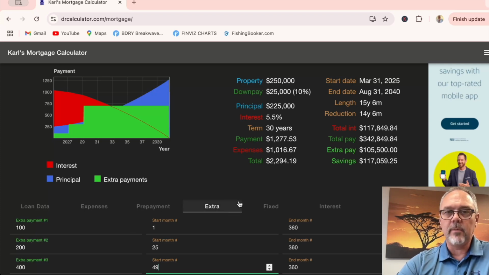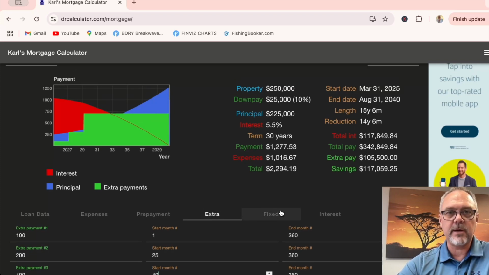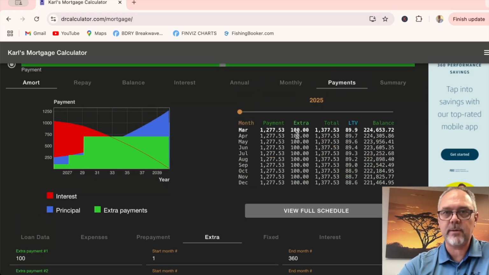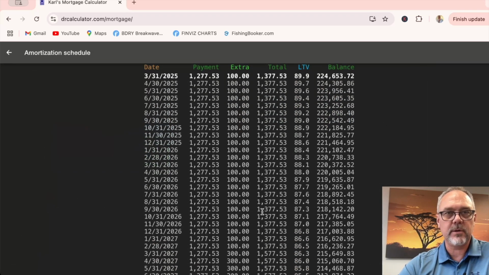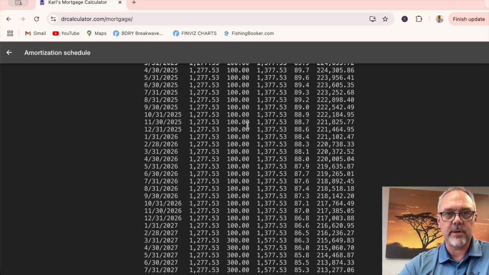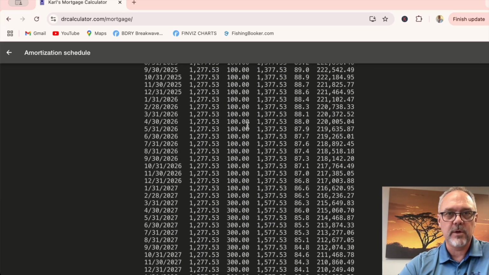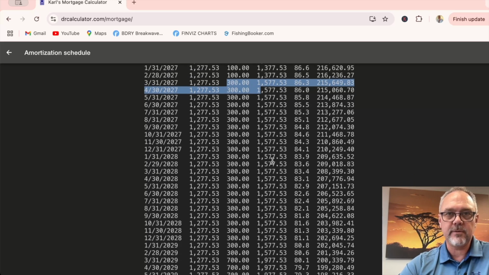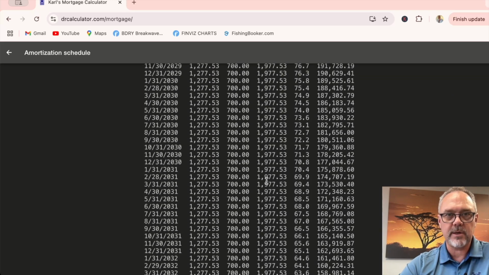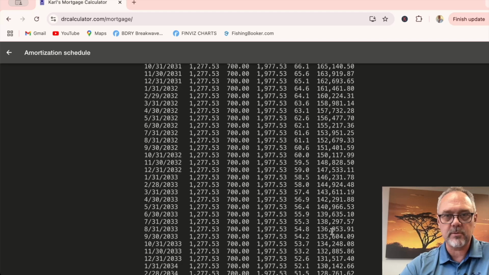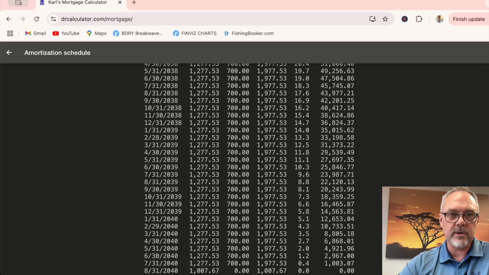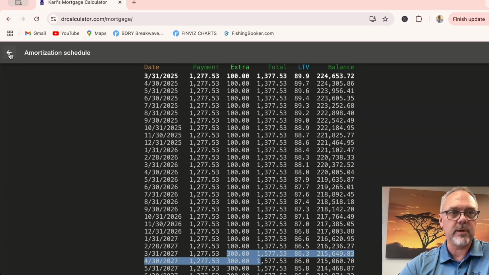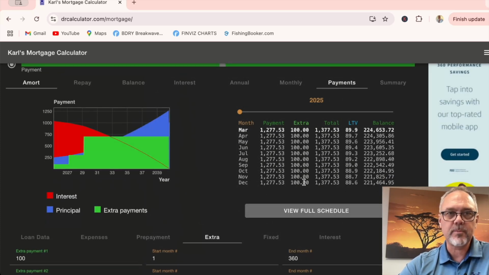So I encourage you to use this, go in there and check it out. And then you can also look at an amortization table, which gives you this full schedule, what your payments look like. So you can see start off with 100, then I add an extra 200 here in month 25, and then you can see how it comes down. You get up to 700, and then it just goes down the rest of the way, and it pays off in 2040. So that gives you an idea there on the amortization schedule.